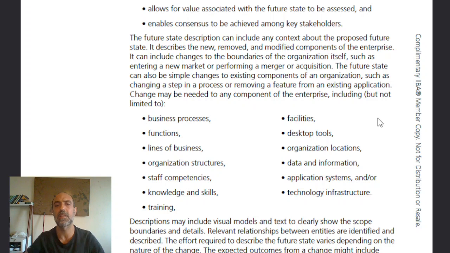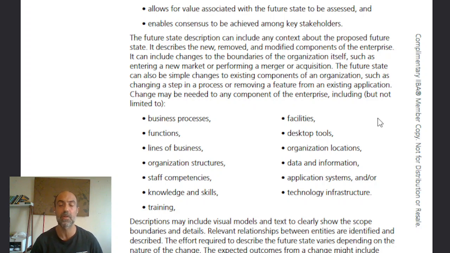The future state description can include any context about the proposed future state. It describes the new, removed, and modified components of the enterprise. It can include all the things that might have changed with the enterprise, which are identified and described. Changes to the boundaries of the organization itself, such as entering a new market, performing a merger or acquisition, all that good stuff. The future state can also be simple changes to existing components of the organization.